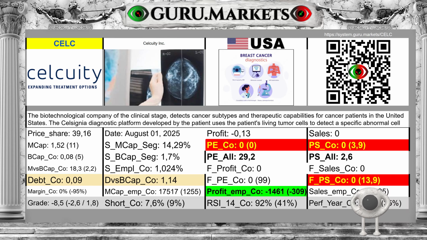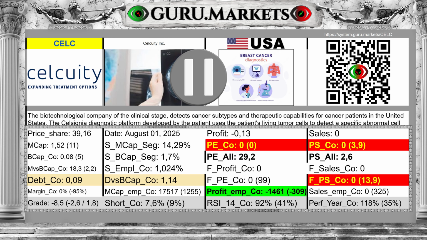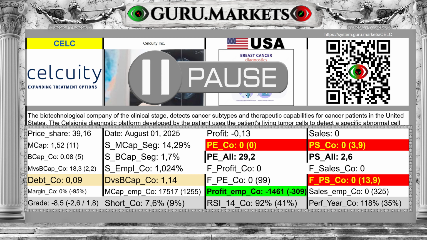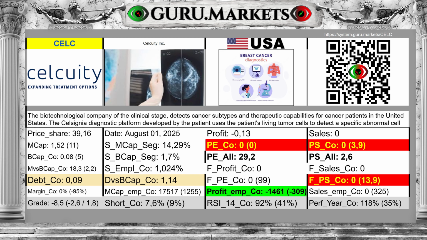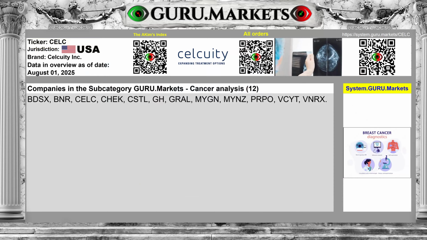Let's start with general information about the company. If necessary, it is possible to pause the video. You can study every parameter of the organization under study in detail. Now we will look at the current indicators of the organization. Celcuity Incorporated, ticker CELC. This review was created using information as of August 1st, 2025.